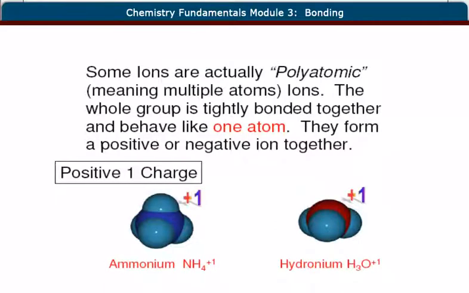Some ions are actually polyatomic, meaning multiple atoms, ions. The whole group is tightly bonded together and behaves like one atom. They form a positive or negative ion together. Here are 2 examples of positive polyatomic ions, ammonium with a charge of +1, and hydronium, also with a charge of +1.